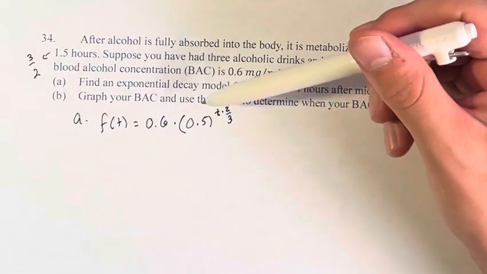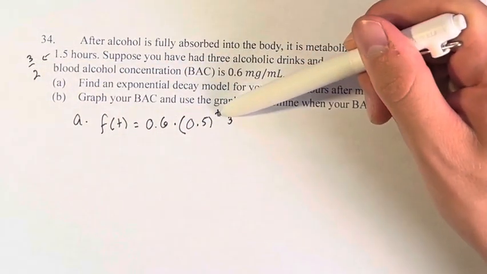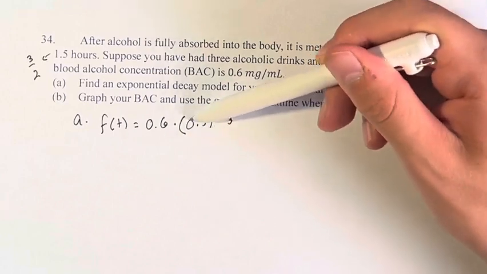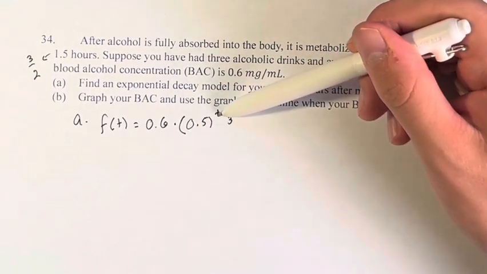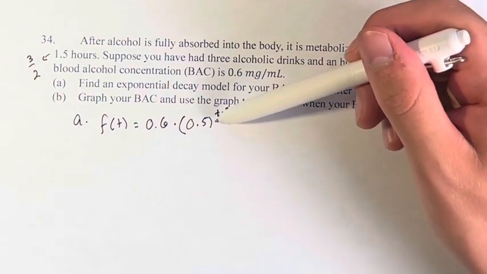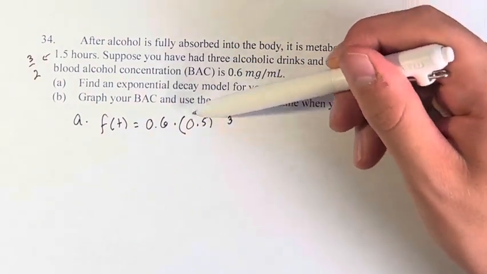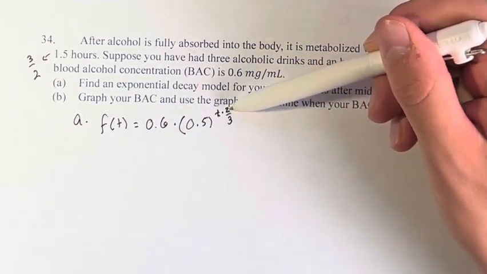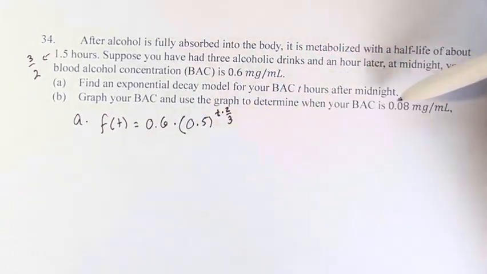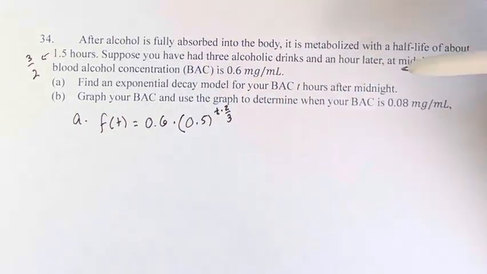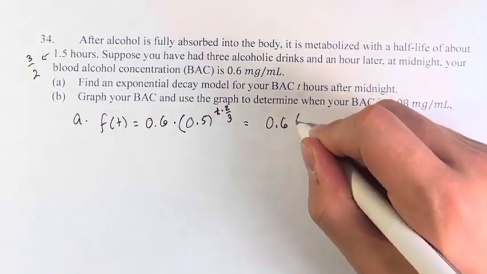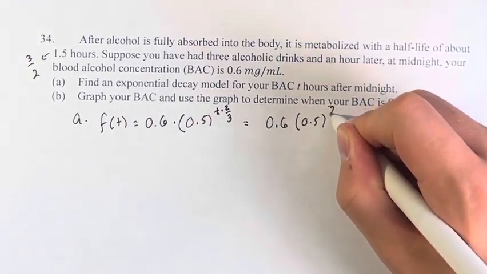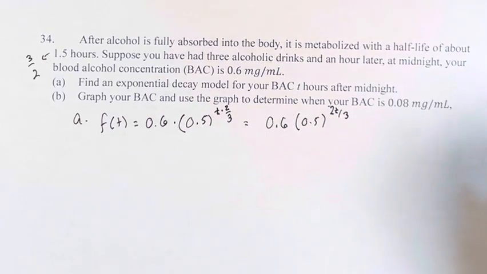Therefore, for example, 1.5 hours in, we have 3/2 times 2/3. We multiply by 0.5 to the 1. At 3 hours, we need to have it again, and that works out because 3 times 2/3 is 2. So this is 0.5 squared. So we're multiplying by 0.5 twice. We're halving it twice. So this is our model, 0.6 times 0.5 to the 2t over 3.